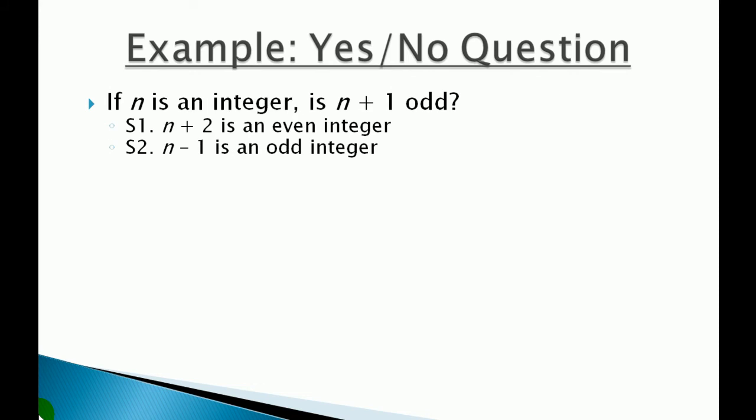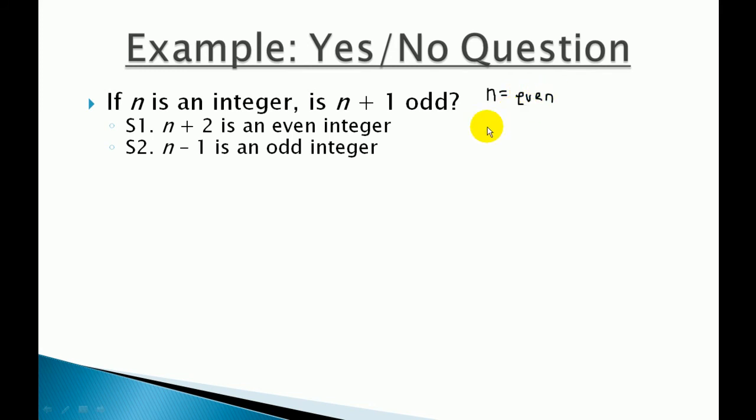Here's an example of a yes/no question. And as I recommended, try pausing the video and answering this one. Okay, so let's go ahead and solve this one. If n is an integer, is n plus 1 odd? Now what the question stem is really asking on this problem is, is n itself an even number?